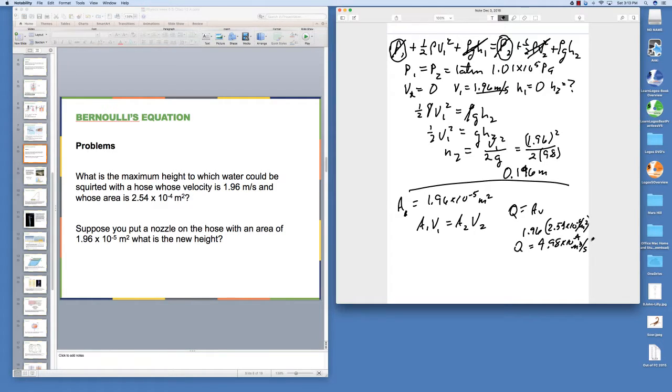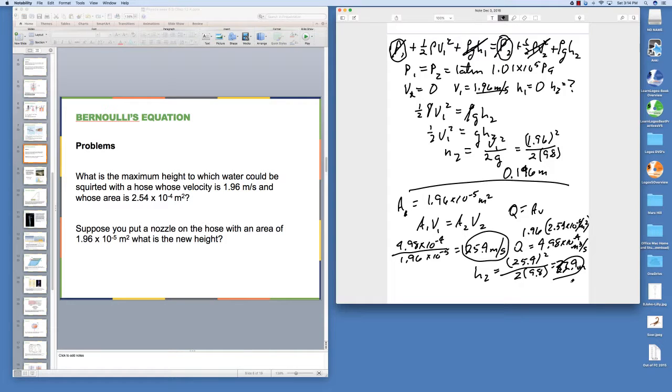Then you use this flow and this equation again to calculate a new velocity, and it's going to be 4.98 times 10 to the minus 4, now divided by 1.96 times 10 to the minus 5. That gives you a new velocity of 25.4 meters per second. Then we take this velocity and insert it here. So the new height is going to equal 25.4 squared divided by 2 times 9.8. And that's going to equal 32.9 meters.